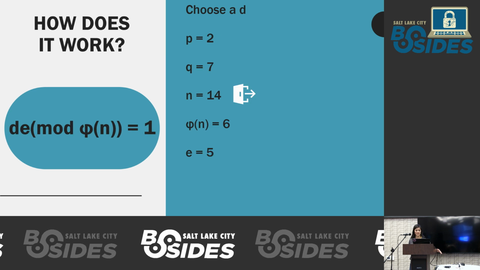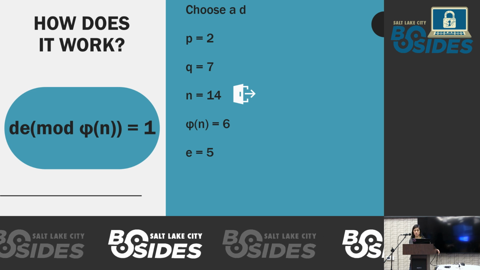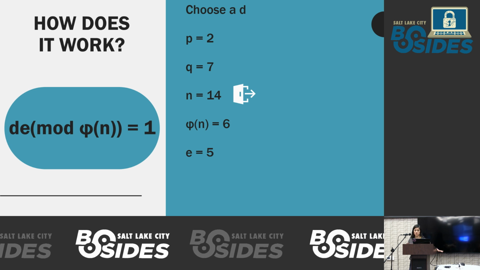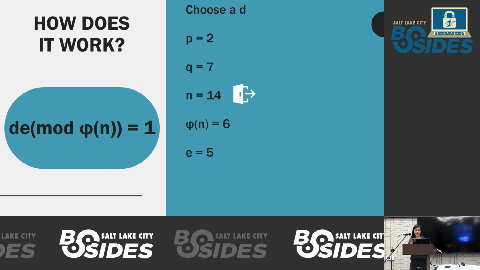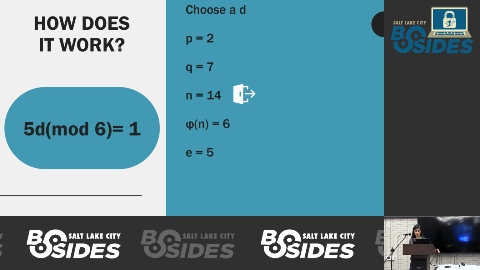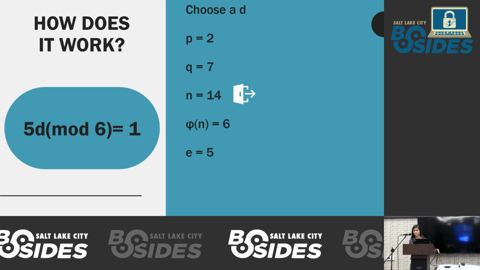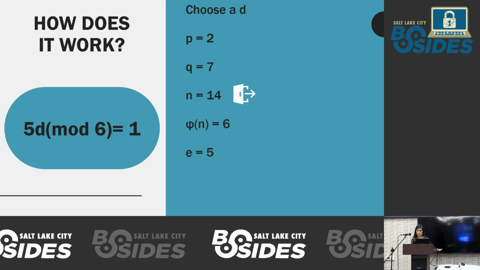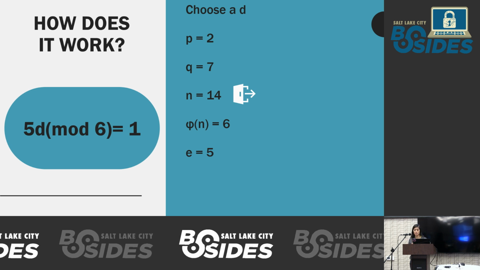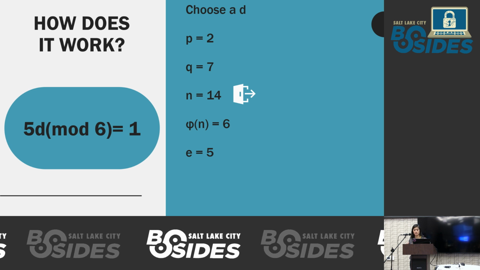Okay, cool. Our last step is to find a D, and D can actually have several options, and we're going to solve this one backwards. So if you look at this formula, DE mod phi n has to equal 1. So we're going to solve backwards for D. We're going to plug in our numbers that we have. So 5D mod 6 has to equal 1. So what are our options? Well, if D is going to be multiplied by 5, we only have options that are multiples of 5. So our options are 5, 10, 15, 20, 25, and so on.